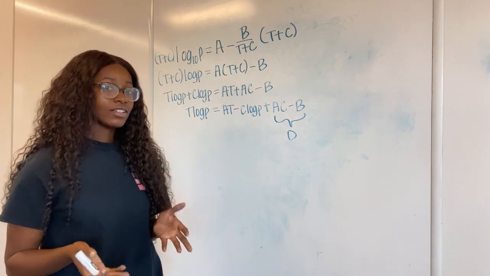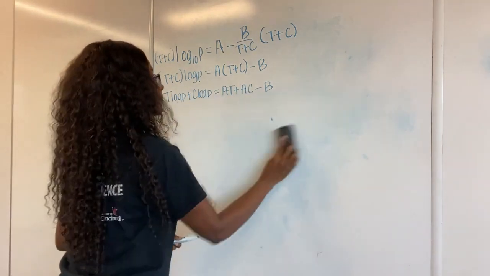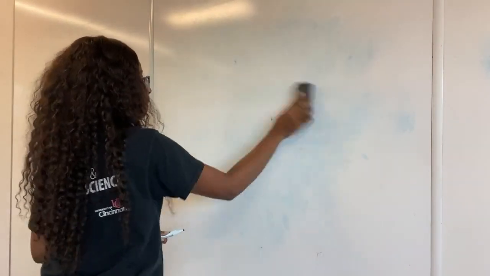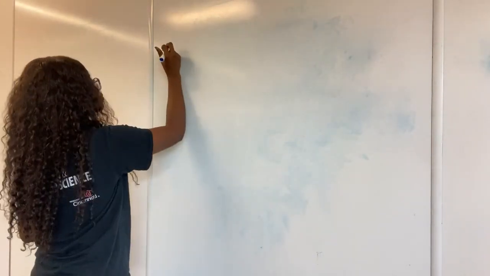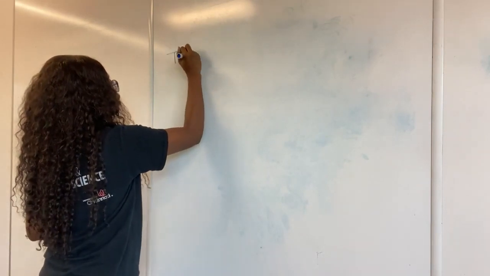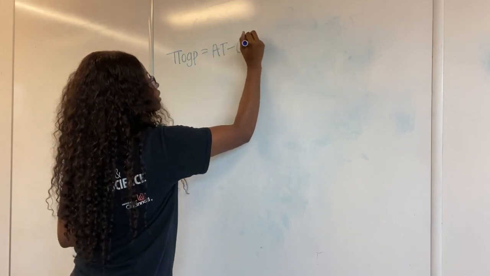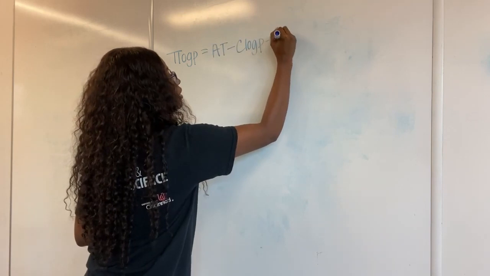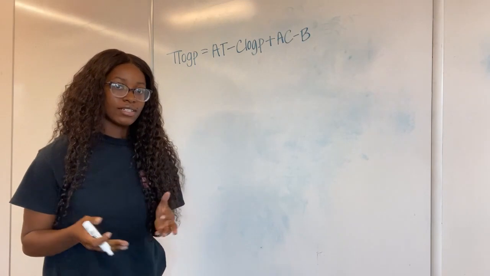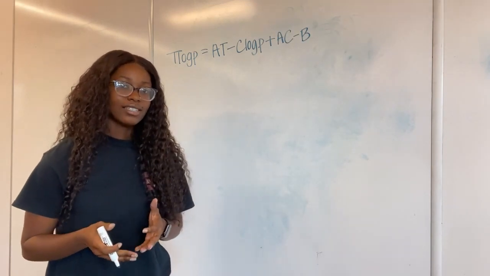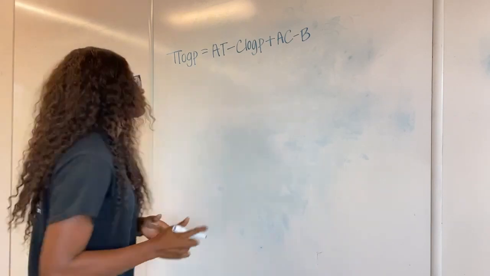At this point, we've set ourselves up to be able to perform a matrix multiplication. So I'm going to rewrite our newly derived equation, where again we have T log of P is equal to A times T minus C log of P plus AC minus B. Now at this point, we're able to set up our design matrix. And our design matrix will consist of all of our experimental temperature and vapor pressure values and simply a column of ones.